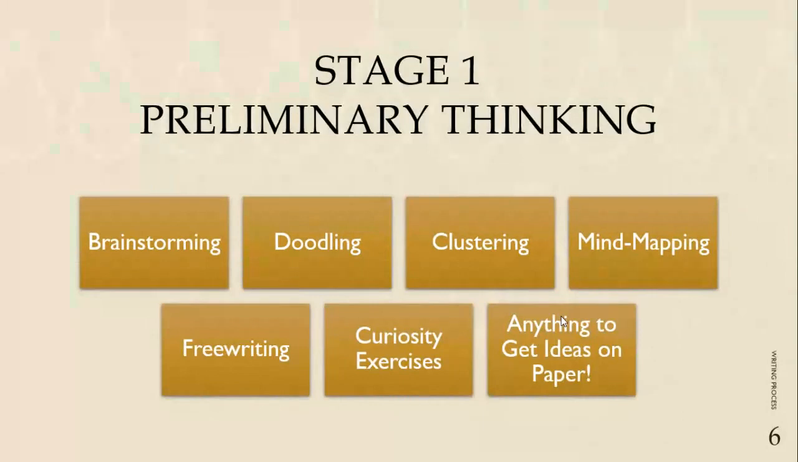Now, let's go through each stage here. I'm not going to go crazy in depth here, but again, we're looking at things from an abstract view, a bird's eye view. That way, we have a better understanding, again, of systematically approaching the writing process. So, preliminary thinking, stage one. Anything you can do to get your ideas on paper is what you're going to want to do. So, brainstorming, doodling, clustering.